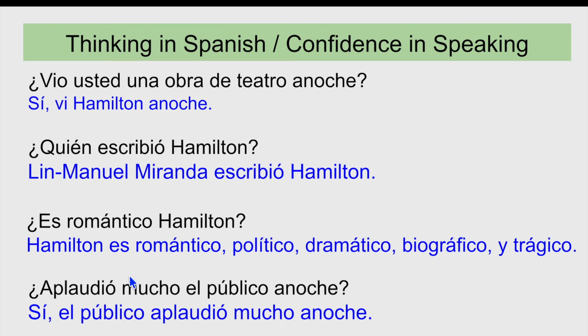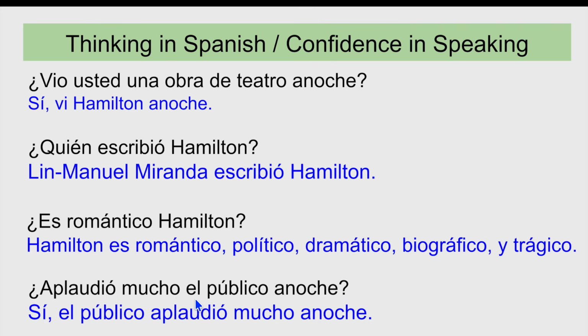Now let's read the dialogues together. Read these along with me. ¿Vio usted una obra de teatro anoche? Sí, vi Hamilton anoche. ¿Quién escribió Hamilton? Lin-Manuel Miranda escribió Hamilton. ¿Es romántico Hamilton? Hamilton es romántico, político, dramático, biográfico y trágico.